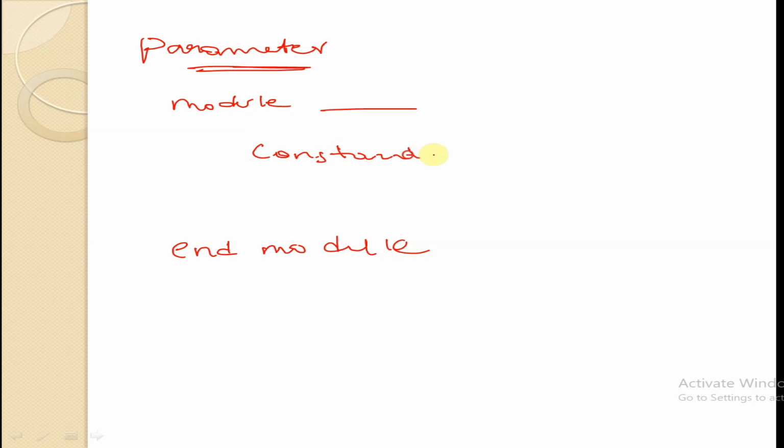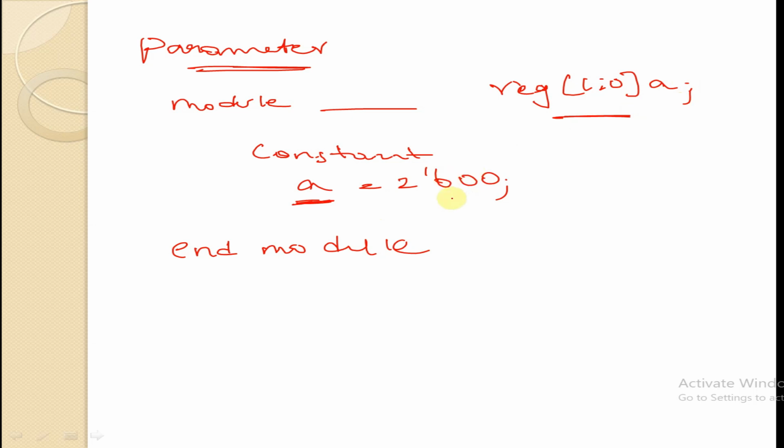For example, let's say this is our module, with some name and with endmodule. If we want to use a constant, suppose we want to assign a value of 2'b00 to our variable a, which is declared as reg [1:0] a. So if we want to assign a value 2'b00 to our variable a, and in many places we want to use this constant 2'b00.